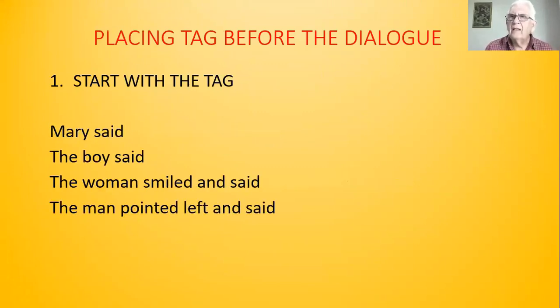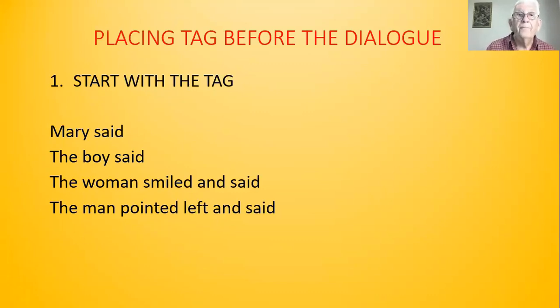So starting with the tag, let's pretend the tag is one of these. Mary said, or the boy said. The woman smiled and said, because you can put an action in, that doesn't make it an action tag unless you don't say and said. If you just said the woman smiled, full stop, that's an action tag. The woman smiled and said is a dialogue tag. The man pointed left and said, that's a dialogue tag. So, okay, we're starting with a tag of your own devising.